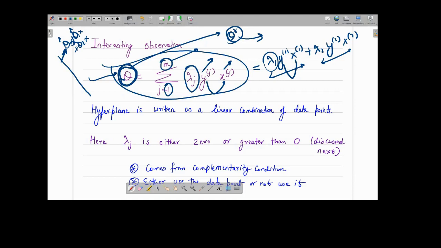And the important point is that this lambda, if you recall, is nothing but alpha from the initial start. And you know this is always greater than or equal to 0. So it can be 0 and it can also be greater than 0. Both conditions are possible for this theta.